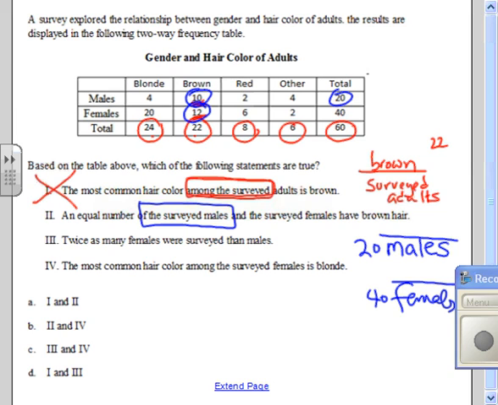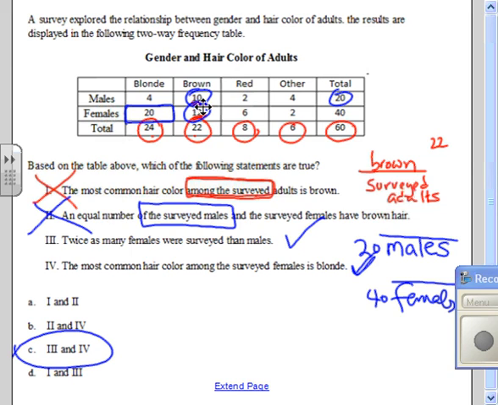So no. Part 3, twice as many females were surveyed than males. Well, let's see. We had 40 females and 20 males, so that is correct. And the most common hair color among the surveyed females is blonde. So if you look at the females, okay, out of 40 females, 20 were blonde, followed by 12, 6, 2. Yeah, definitely. Girls like to be blonde better, okay? So 3 and 4 are true. You'll notice down below it gives you different combinations, but C is the right one.